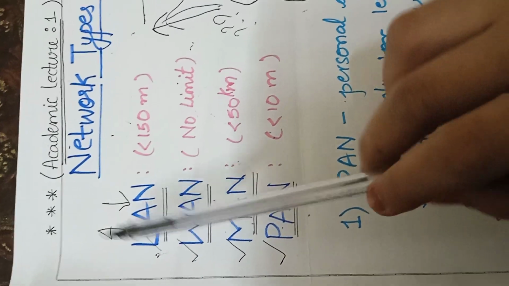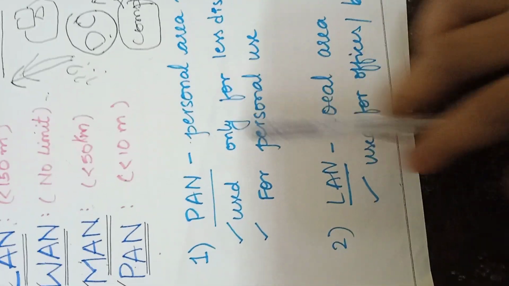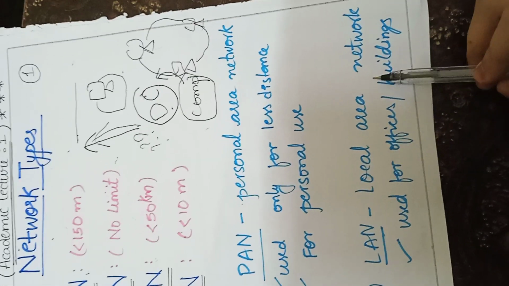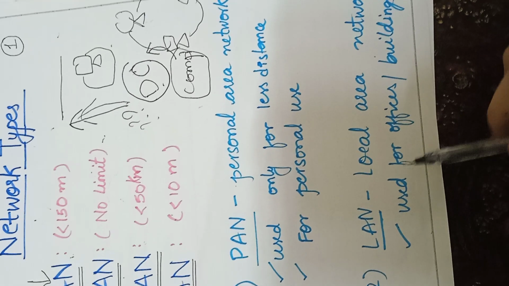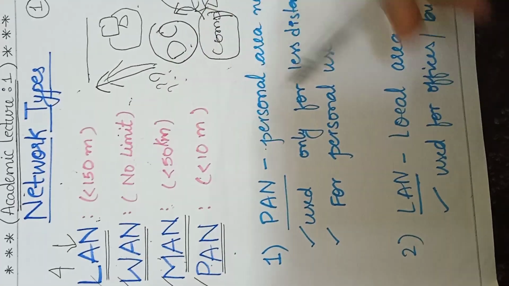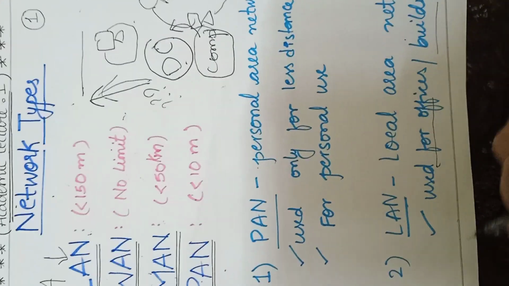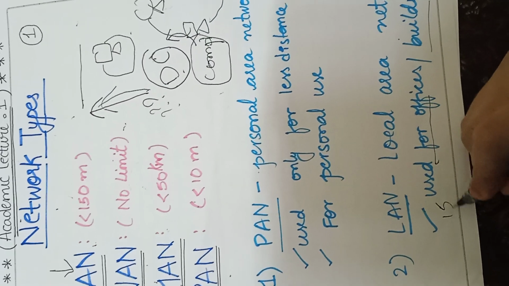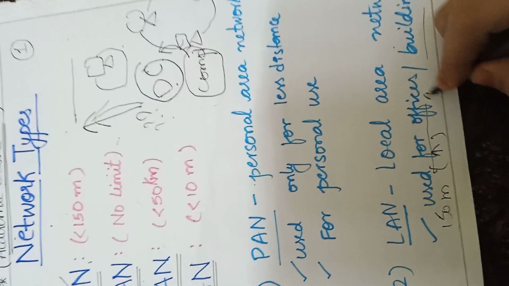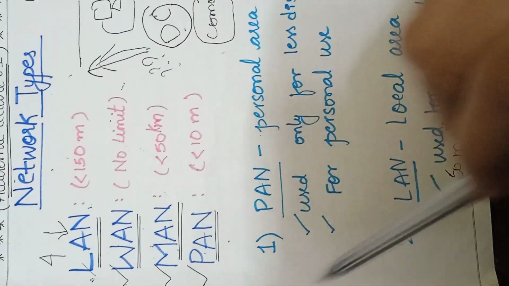So let's talk about LAN first. What is LAN defined as? It's an acronym for local area network, which is used only for a specific range, less than 150 meters, specifically for office purposes and building purposes. It's a short range of 150 meters, and basically it's used in offices and within buildings only. In that range only you can find this type of network.